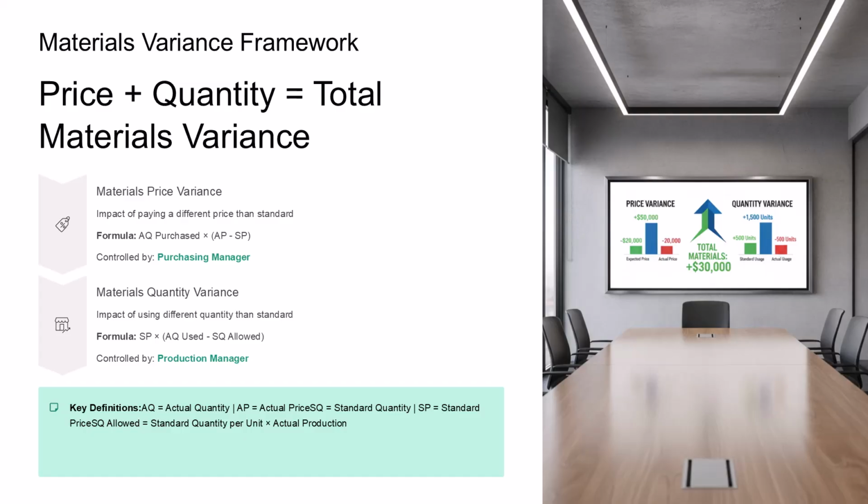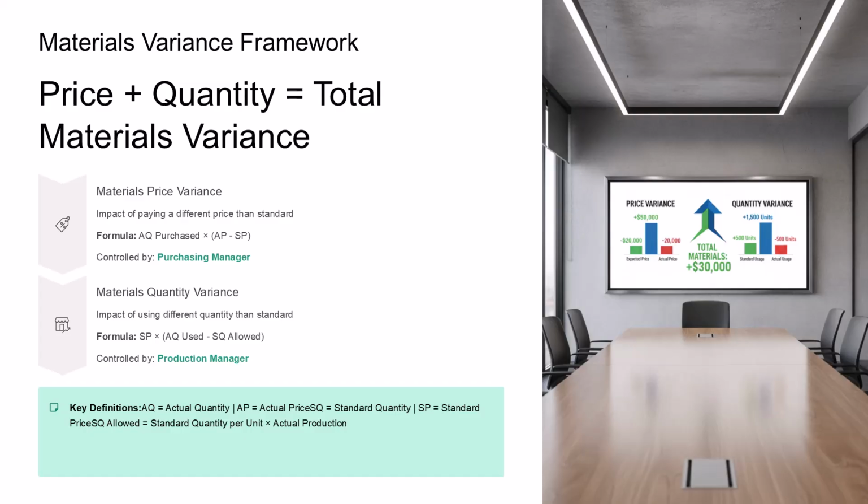The formula for materials quantity variance is standard price per unit times the difference between actual quantity used and standard quantity allowed. Standard quantity allowed equals standard quantity per unit times actual production volume. If you used more materials than standard for the units you produced, the variance is unfavorable. You wasted materials. If you used less, the variance is favorable. You were efficient. Here's the strategic insight.